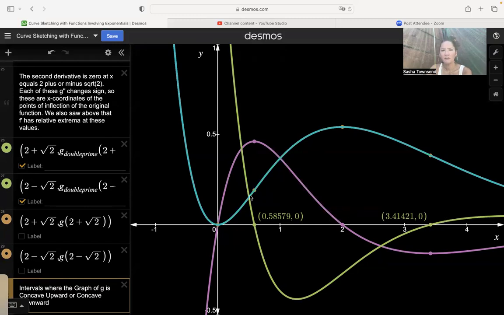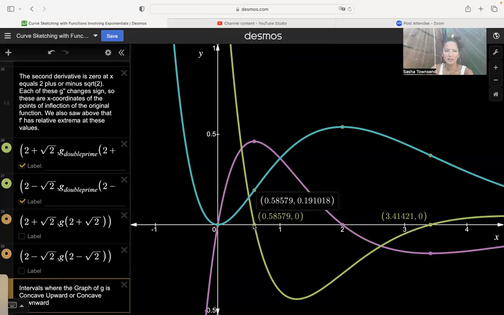The claim is the original graph is concave upward over here, and then concave downward in between these two guys, in between the two zeros of our second derivative, and then concave upward again. And I think that's what we see. We see concave upward, concave downward, concave upward.